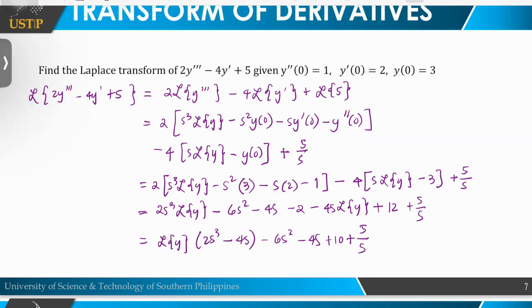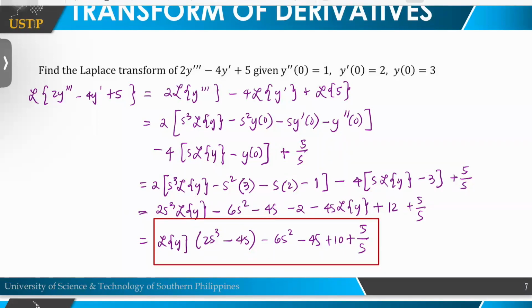Okay, so this is the Laplace transform of 2y triple prime minus 4y prime plus 5. Again, no need to worry about the Laplace transform of y. Yet. No yet.